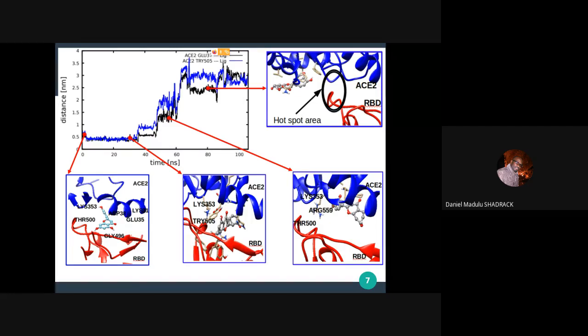We performed this to 100 nanoseconds. You can see here that, for example, tyrosine 505 and the ligand, and another residue from the ACE2 enzyme, both show that there are changes in the ligand from the initial pose. The initial pose, as I showed before, is this one here, which showed a lower binding energy. But after some time, it changes and moves from the original pose. And after 50 nanoseconds, it has changed, and it is really having more.